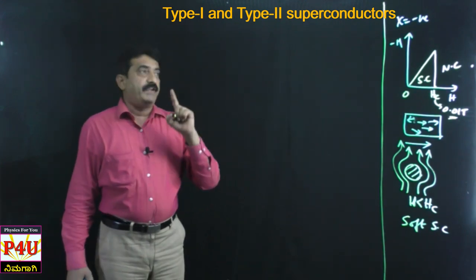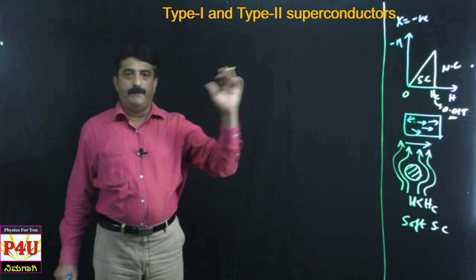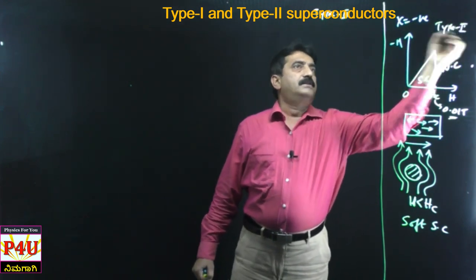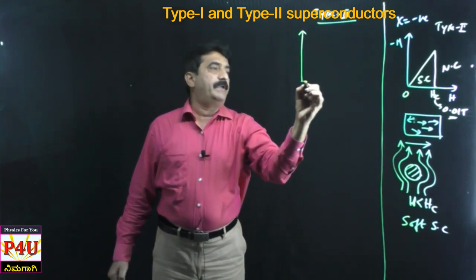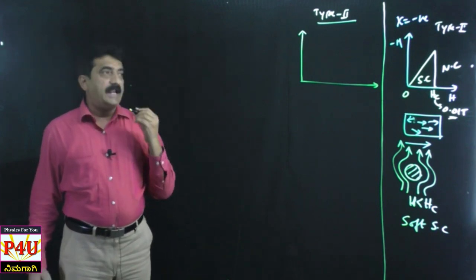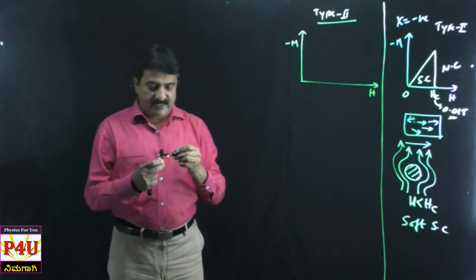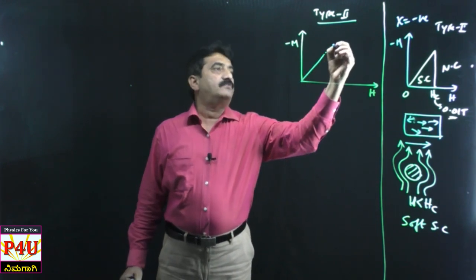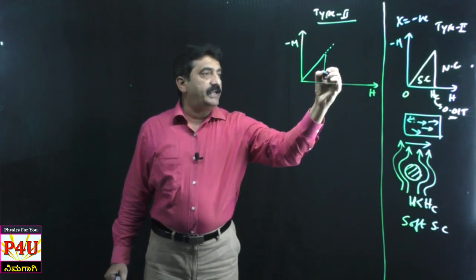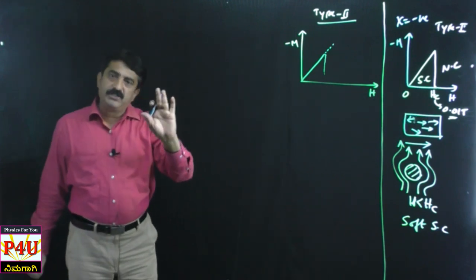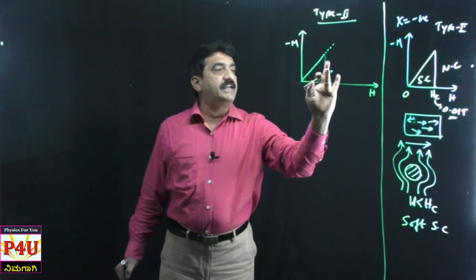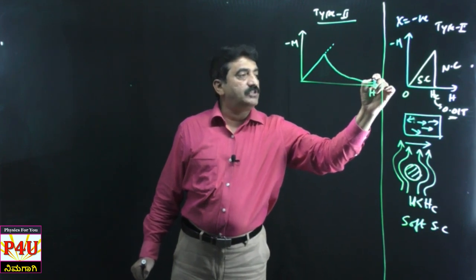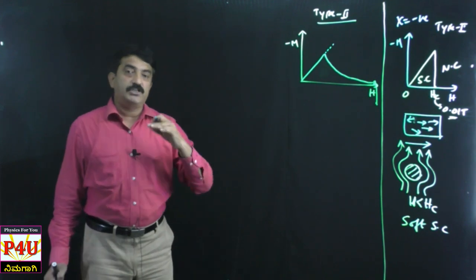Now comes type 2. If I explain type 2, then you can make out the difference between type 1 and type 2. So now it is type 2 superconductor. This is type 1. This is type 2. In type 2 superconductors, as I told in the beginning, there are two critical fields. The graph of minus M versus H is like this. As magnetic field increases, this negative magnetization also increases, but it won't increase further. It starts decreasing, but it won't decrease suddenly. If it decreases suddenly, then it is type 1 only. The decreasing tendency starts here, continues to decrease, and after a very large value of H, that negative magnetization becomes zero.